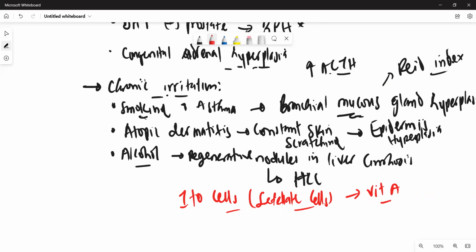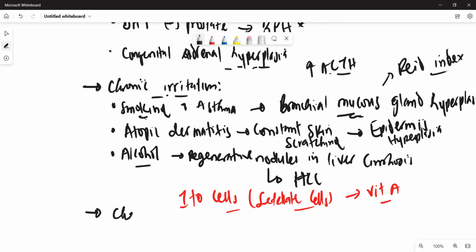But of course, if there's any chronic irritation or damage to the liver, what happens is that this Ito cell will start to make fibroblasts, and that will lead to formation of those regenerative nodules, right? So we spoke about increased hormonal stimulation, right? We spoke about chronic irritation.